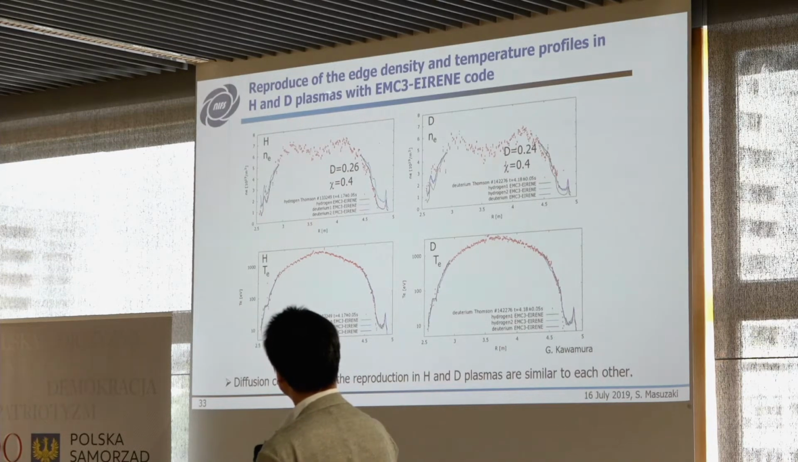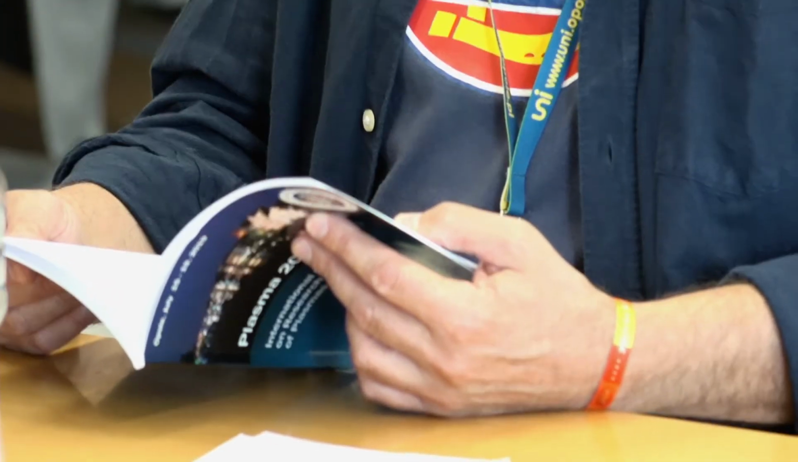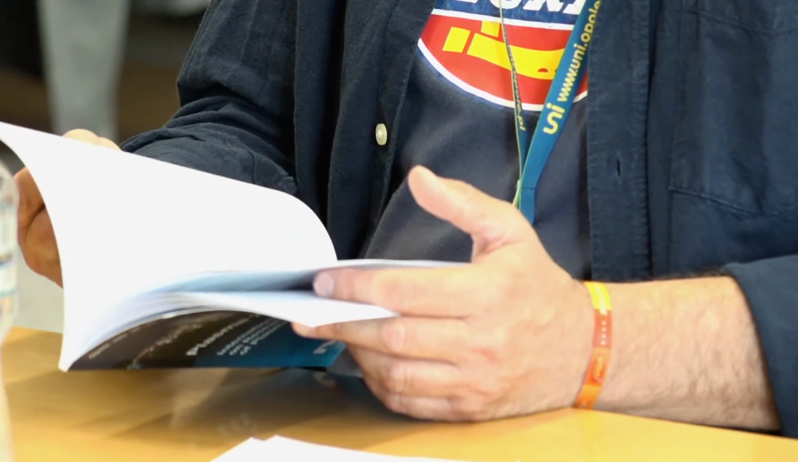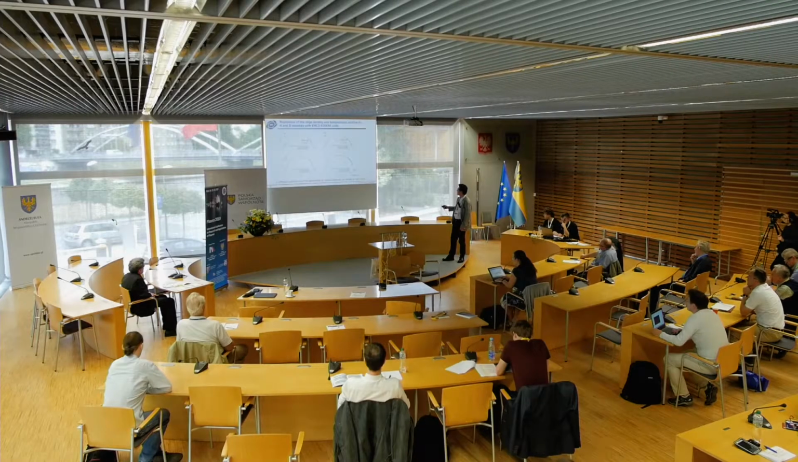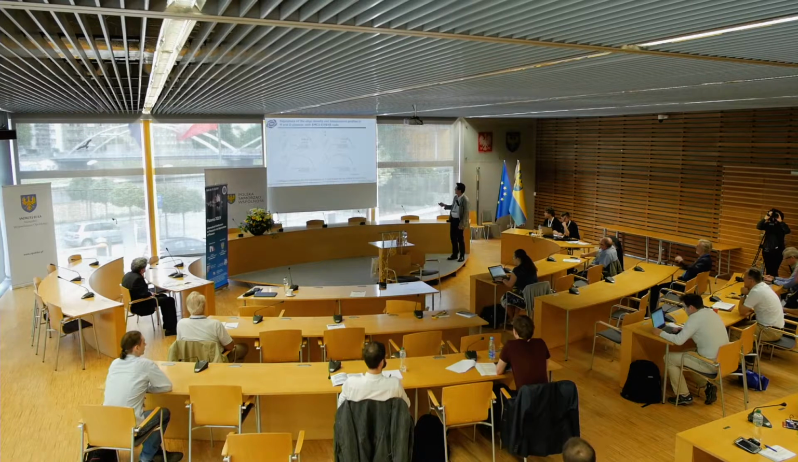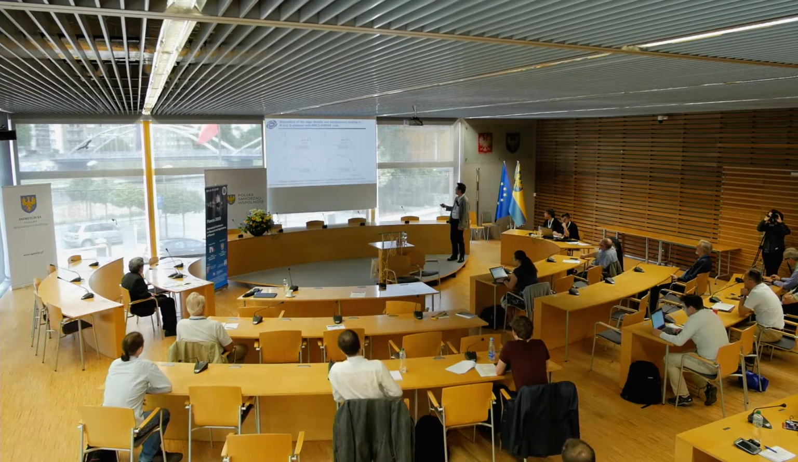So this is a trial of reproduction of the H density and temperature profile in hydrogen and deuterium plasma with the EMC3-EIRENE code. So this is the hydrogen case and this is the deuterium case. To fit the H density and temperature profile, the transport coefficient is almost the same between deuterium and hydrogen.